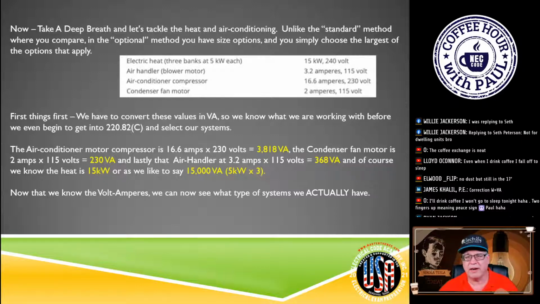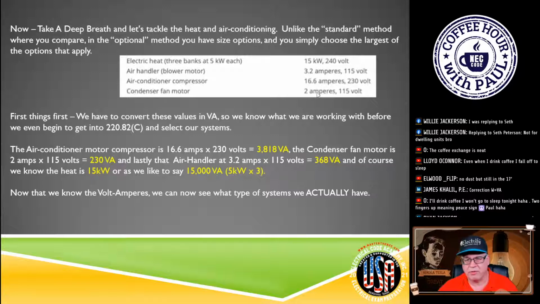I don't need to do anything there with that. That's good enough. The air handler, again, we do have to convert here: 3.2 amperes times 115 volts, and I believe that is 368 VA. And then we have the air conditioning compressor at 16.6 amperes at 230, and I believe that is 3,818.